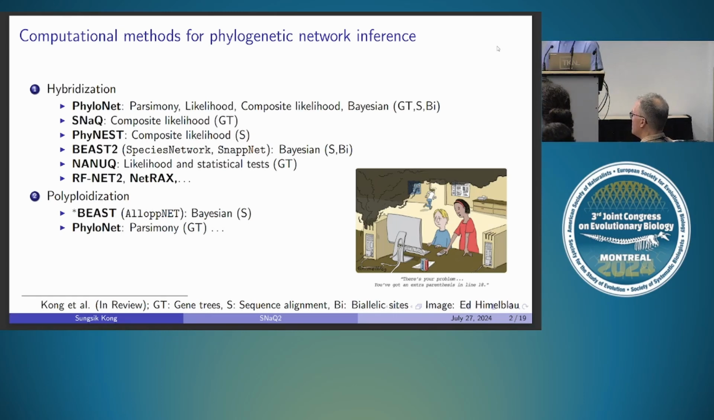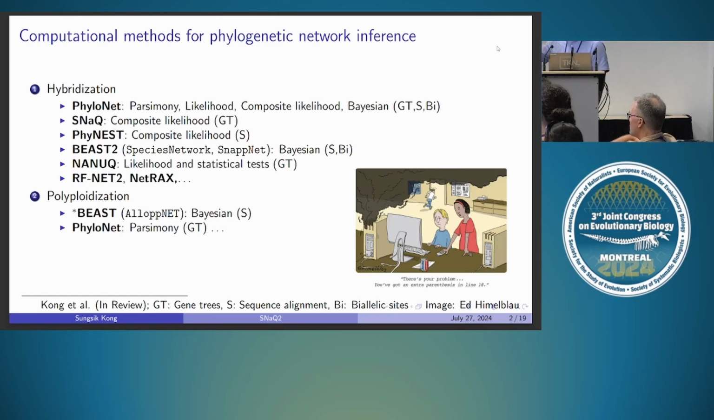We have a couple of good composite likelihood methods called SNaQ and PhyNEST, which use quartet concordance factors for SNaQ and quartet site pattern frequencies for PhyNEST. We have some packages in the BEAST2 framework using Bayesian inference. And we also have some innovative methods that combine likelihood and multiple statistical tests, like Nanuq, or RFNet2 and NetRocs, that are also fast and have slightly different biological assumptions.